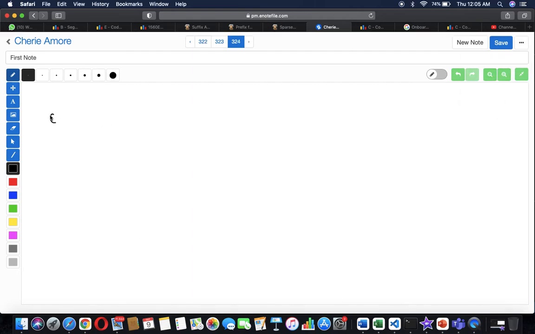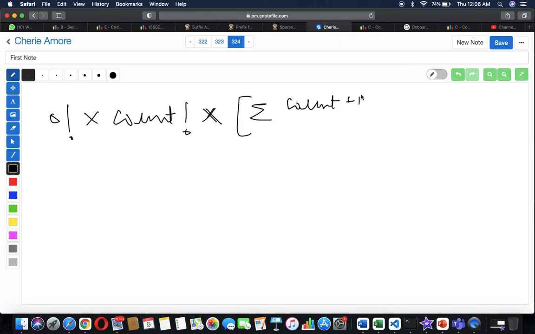Great. And if I write it in other ways, it will be O factorial into count factorial into basically the summation of (count plus I) C I, where I ranges from 0 to O. O is the other numbers and count is the frequency of largest minus 1 in the array. Great. Okay, so these are two constant values.